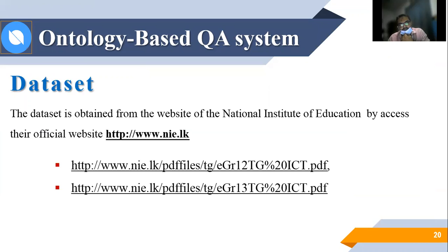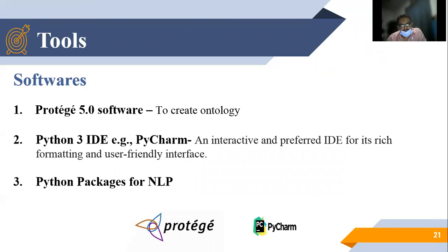Then we have to develop an ontology-based question answering system. To do that, we need a data set. So the computer network module information, or the data, can be obtained from the website of the National Institute of Education by accessing their official website www.nie.lk and the following tools. We have used a couple of packages and tools to build the ontology.